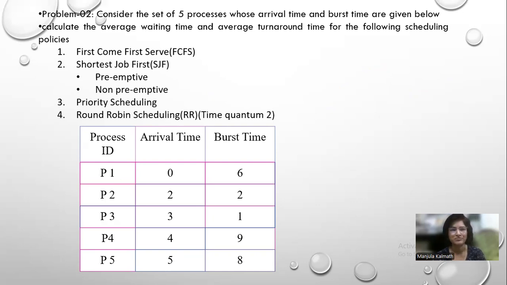Then here we are supposed to calculate the average turnaround time as well as the average waiting time by using the different algorithms.